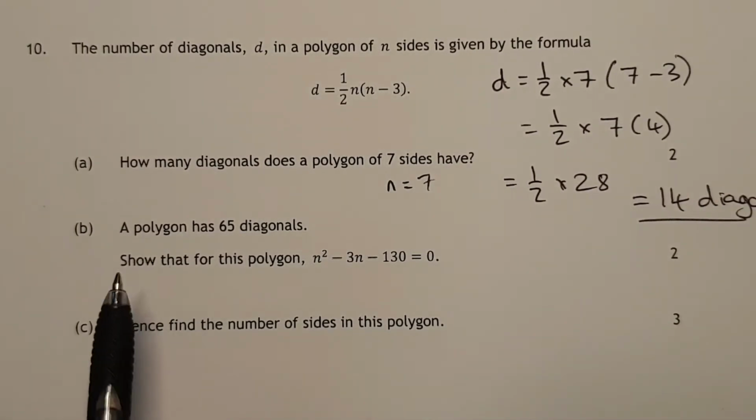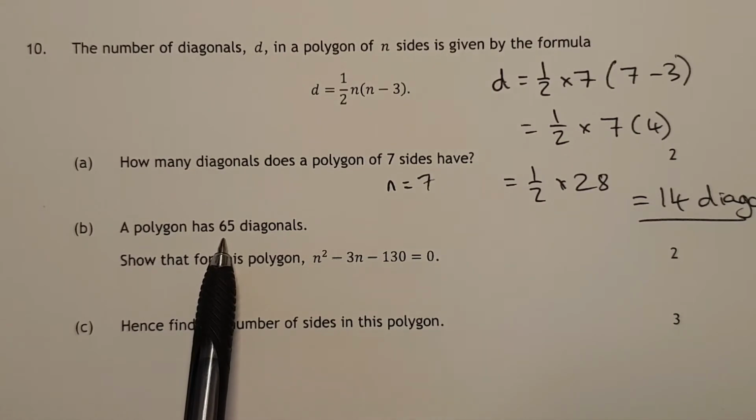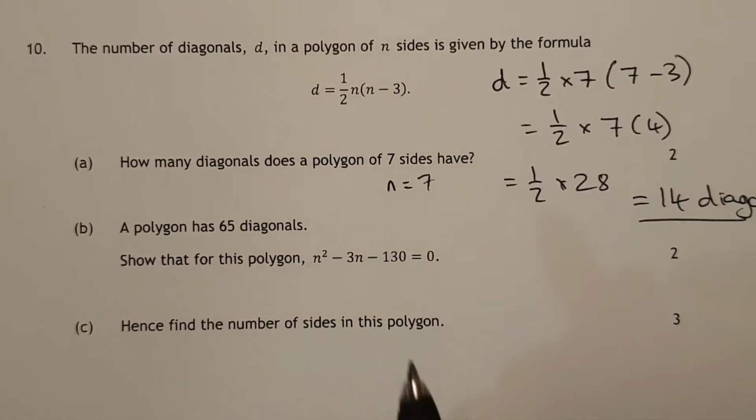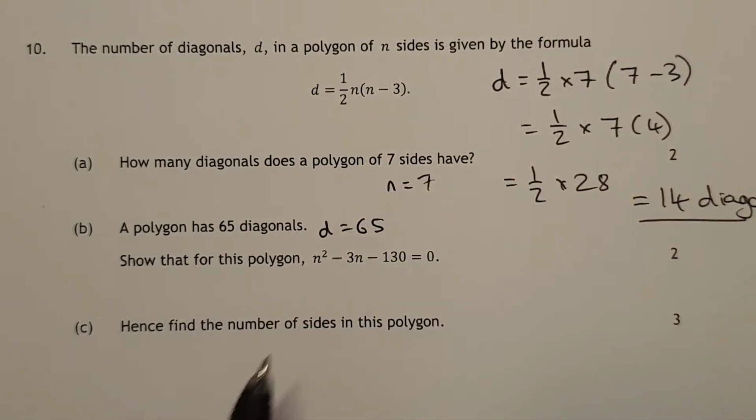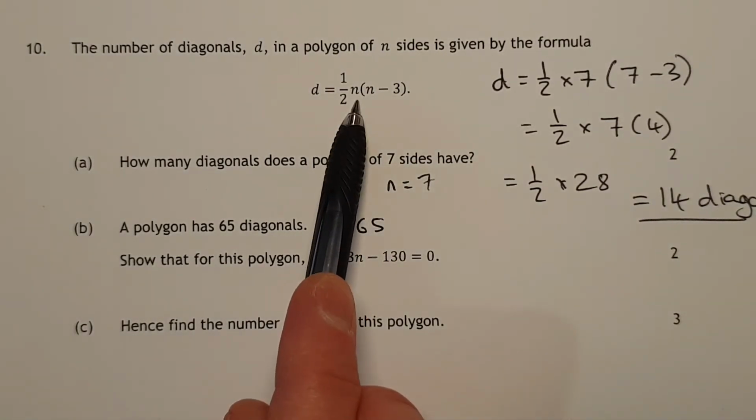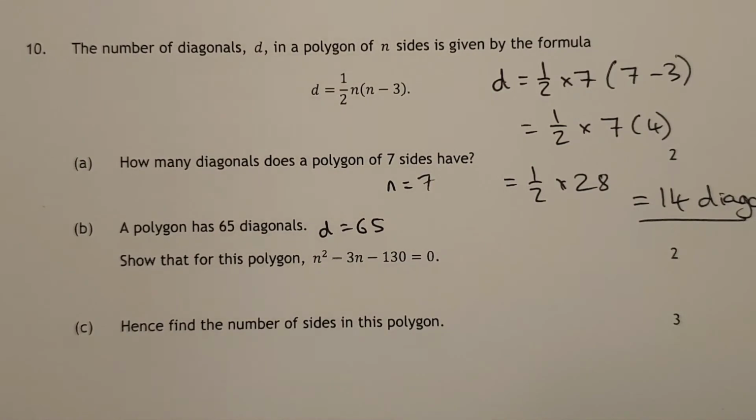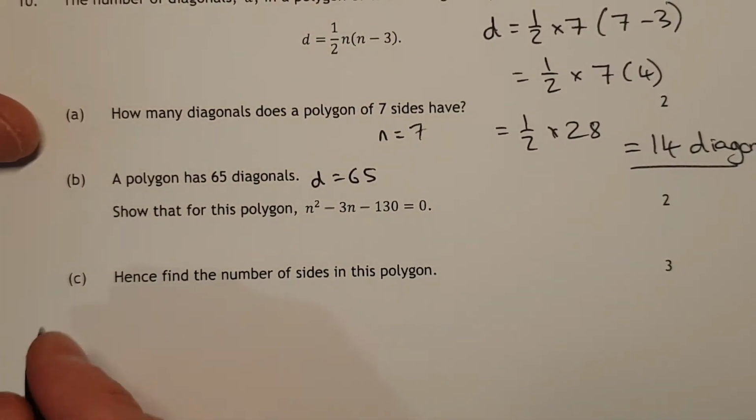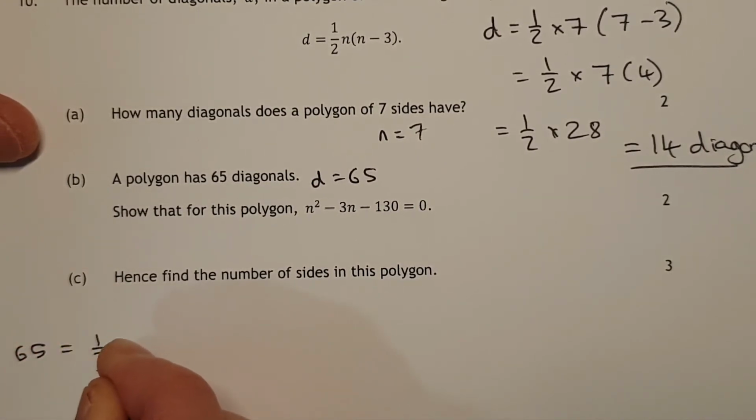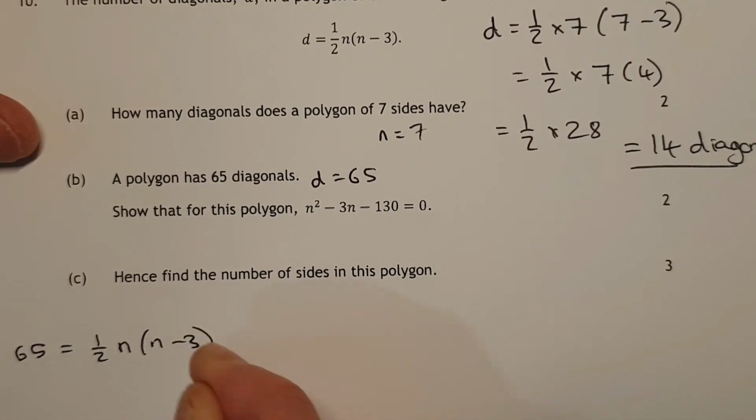Now in part B, this time it tells us the number of diagonals, not the number of sides. So 65 is what D is equal to. So D equals 65. So we've got to use D as 65 in conjunction with this equation here and end up with this. So I'll just write that down a wee bit further down. So D is 65, so 65 equals a half n(n minus 3). Remember, this is our thing that we're aiming for.